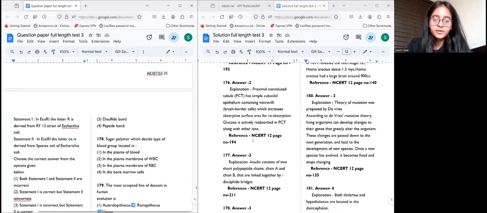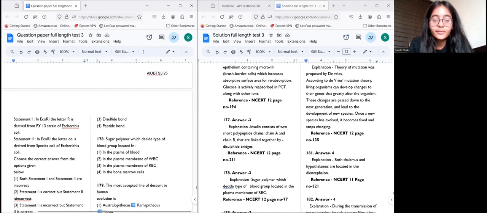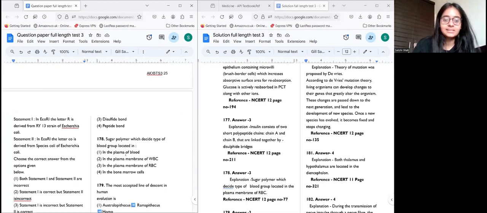178. Sugar polymers which decide the type of blood group are located in the blood plasma, the plasma of the WBC, the plasma membrane of RBC, or the bone marrow. So we know that our blood groups are decided by, is it decided by the WBCs? No, it's decided by the RBCs. So the sugar polymers which decide the type of blood groups are located on the plasma membrane of the RBCs. That's the correct answer.